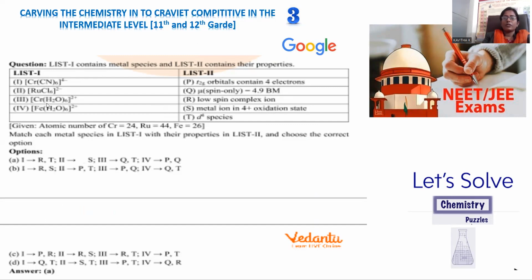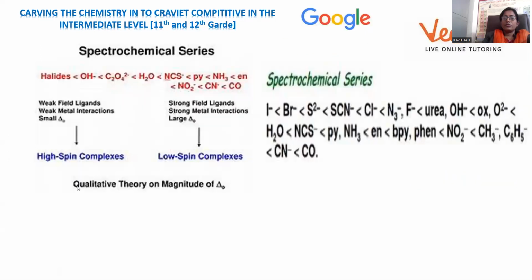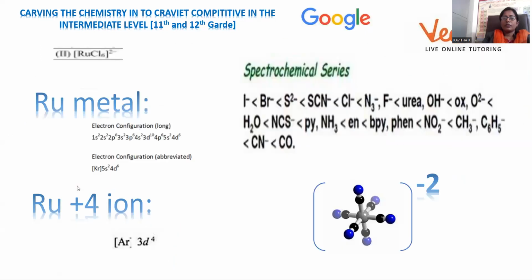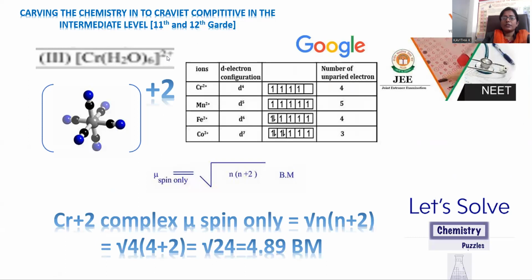Move on to the chromium complex. Chromium H2O taken 6 plus 2. So let's see what is correct about chromium H2O taken 6 plus 2. Whenever this is considered, again here chromium is existing in plus 2. Whenever the plus 2 oxidation state is around the central chromium, it will be a d4 system. 4 electrons are lying in the d orbitals. Calculate the spin only magnetic moment value. In order to calculate the spin only magnetic moment value, we have the formula mu spin only equals root of n into n plus 2.